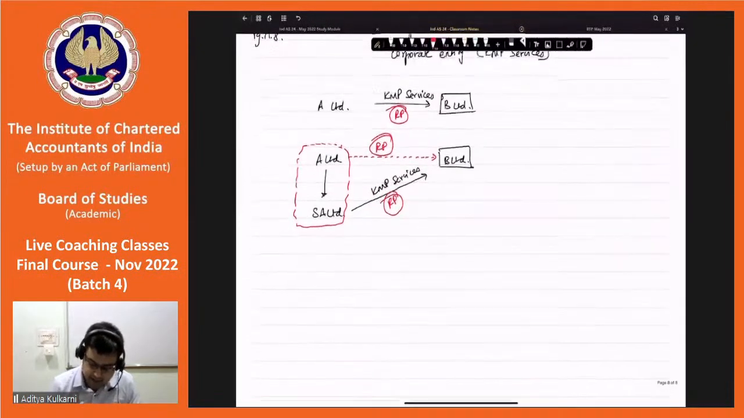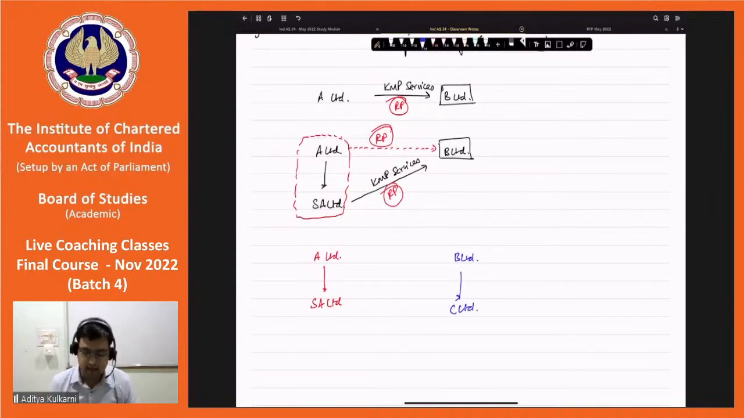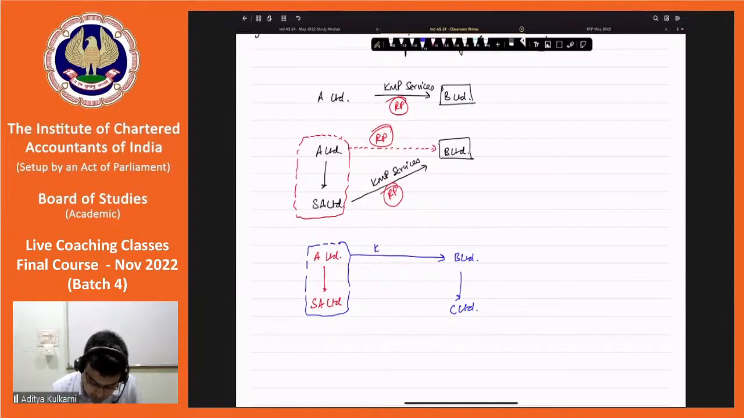Next case. A Limited, SA Limited. And on the other side, we have B Limited and C Limited. These are one group. Now, A Limited provides services to B Limited. So, KMP services, it provides to B Limited.